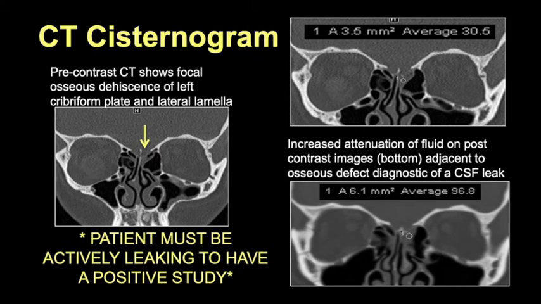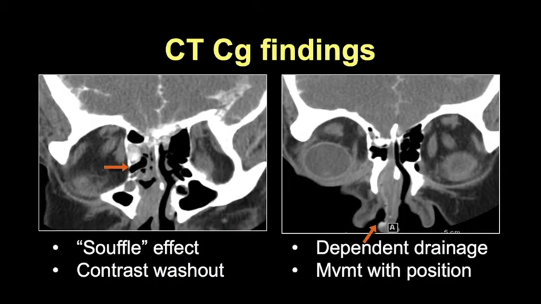However, it's important to remember that the patient must be actively leaking for the study to be helpful and positive, so it's only indicated in patients who are able to test for beta-2 transferrin and able to elicit a leak. Direct prone coronal images can be really helpful, as in this case where you can see extension of contrast through a defect in the right cribriform plate with filling of the adjacent ethmoid sinuses. You can note the souffle effect with increased density of contrast dependently, and a slight relative washout of contrast at the skull base on the right compared to the left due to the active leak.